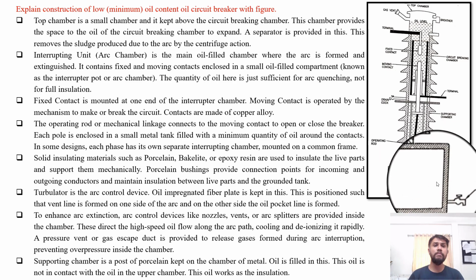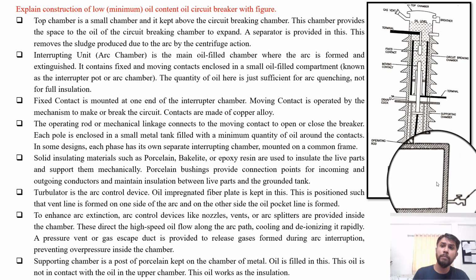So now the top chamber is a small chamber and it is kept above the circuit interrupting chamber, or say circuit breaking chamber. This chamber provides the space for the oil of the circuit breaker chamber to expand. A separator is provided in this. This removes the sludge produced due to the arc by the centrifugal action.